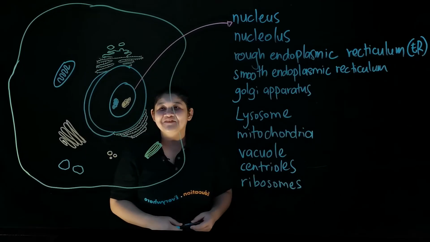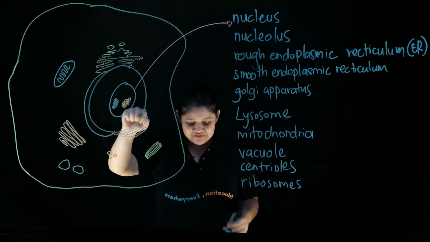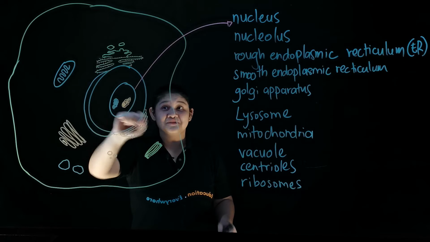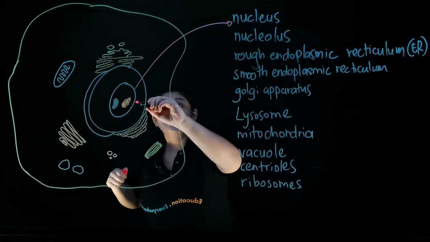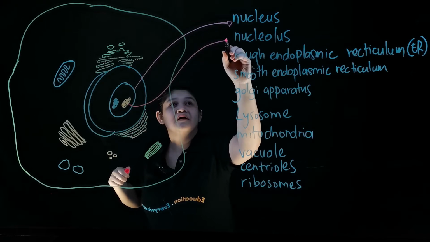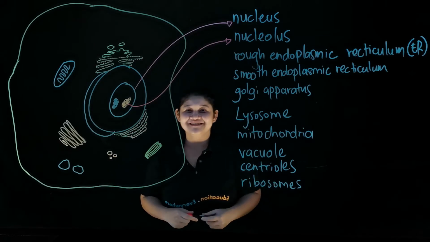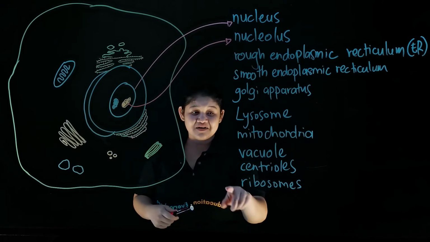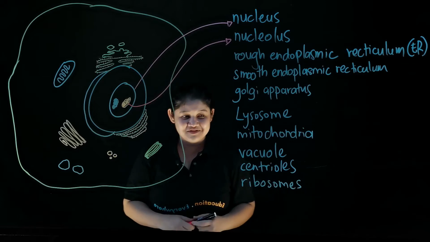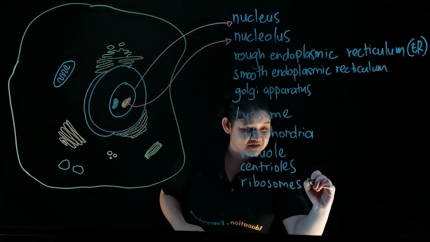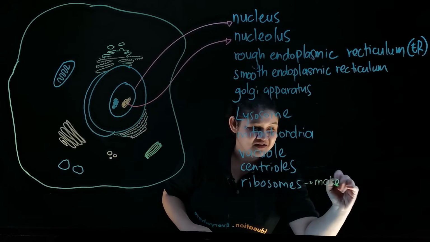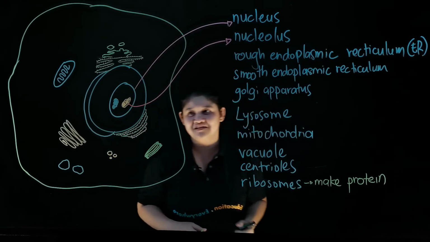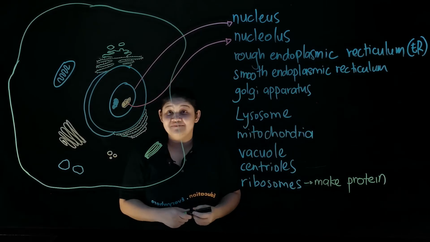The next thing inside the nucleus itself is what we call the nucleolus. So this is the nucleolus for you. What is the function of the nucleolus? It is responsible for making ribosomes. Ribosomes are responsible for making protein. We will go into more depth about this later on in the next topic.